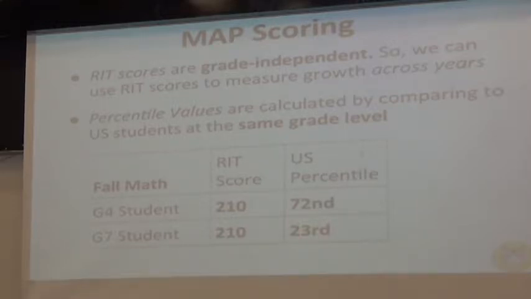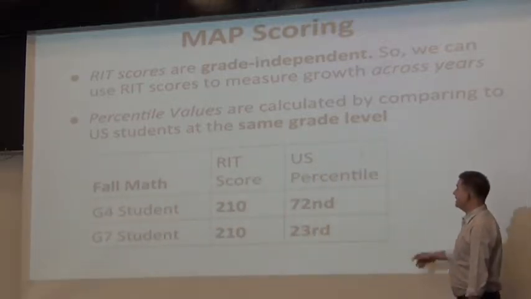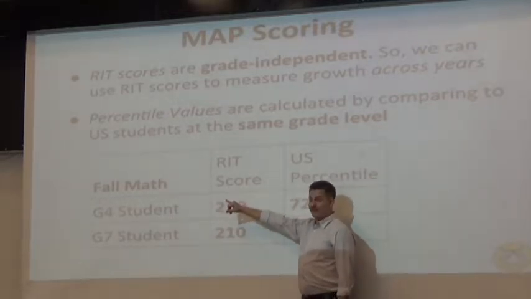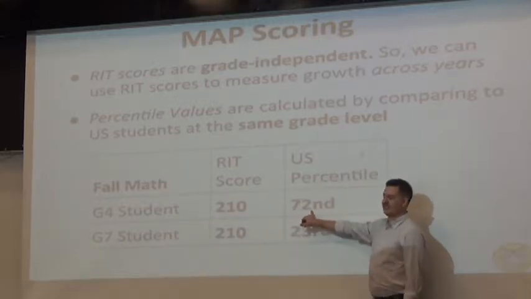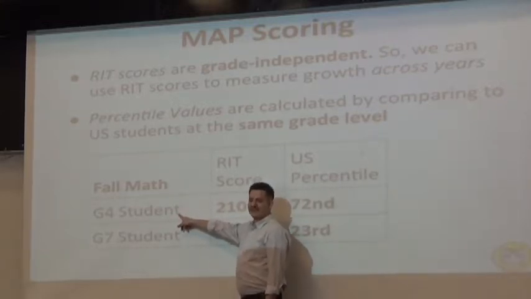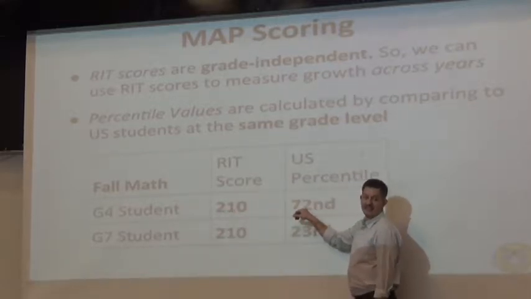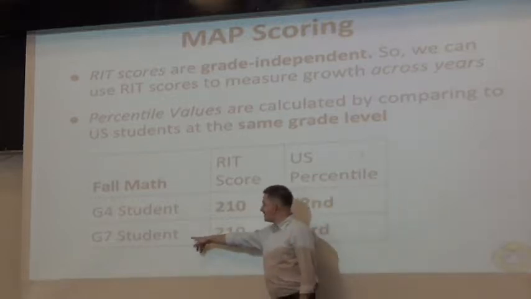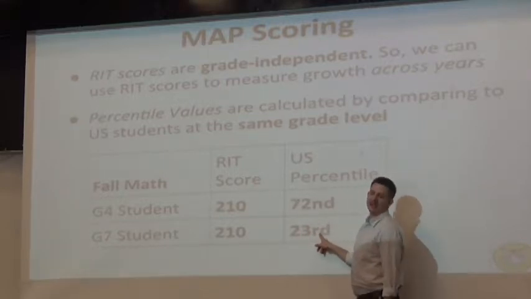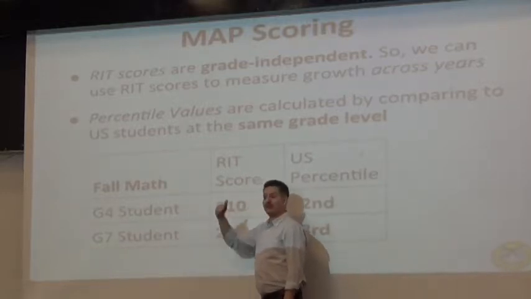Now, percentile values over here are calculated by comparing to those US students at the same grade level. So like we were saying, this grade 4 student who got a 210 in fall, that corresponds to the 72nd percentile. So what that means is if we took all of the grade 4 students in all of the US and we gave them all the tests, then 210 is a better score than 72% of kids in the US. Now, if we did the same thing for the grade 7 student, it has the same score, right? So that corresponding percentile is going to be quite a bit lower. Because most of the kids from grade 4 to grade 7, their RIT score will grow by quite a bit.